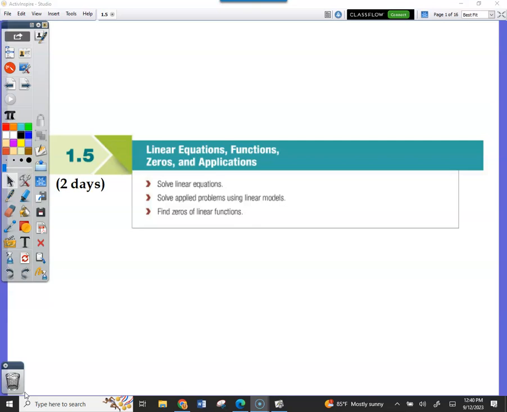How do you see your grade on Blackboard? I don't know. Yeah, there's a link. Just go to the back.